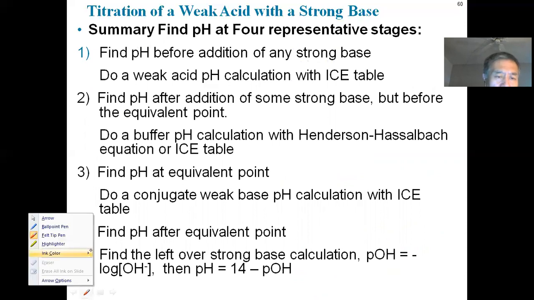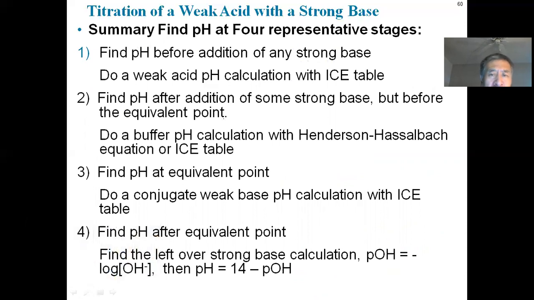So the second stage is finding the pH after addition of some strong base, but before the equivalence point. We did a buffer calculation with the Henderson-Hasselbalch equation, or if you want, you can also use an IC table, but using the H-H equation is much simpler. The third stage is finding pH at the equivalence point. We did a conjugate weak base pH calculation with the IC table and with the Kb. So Kb equals Kw divided by the Ka of the conjugate acid of that weak base.